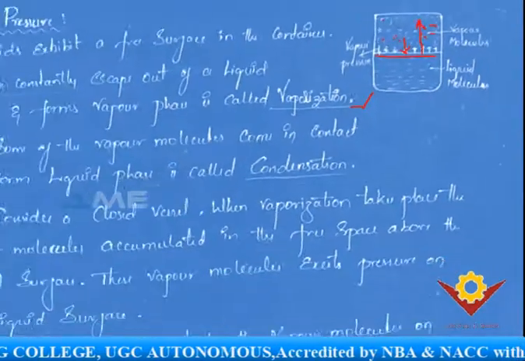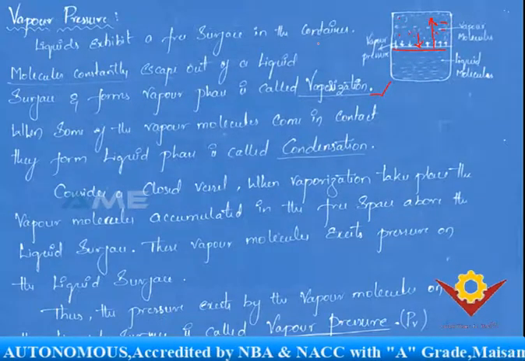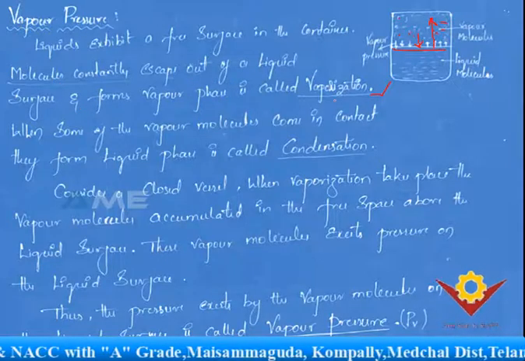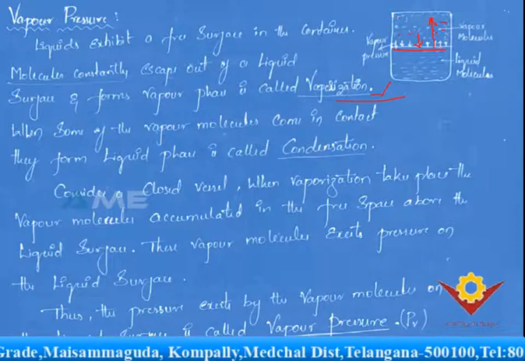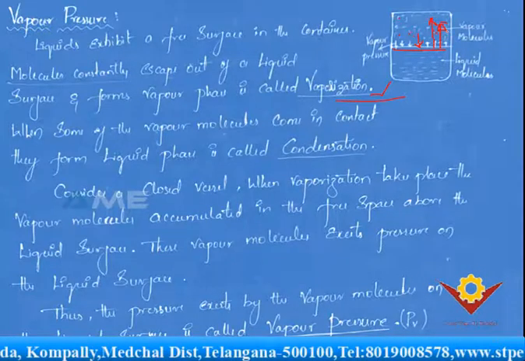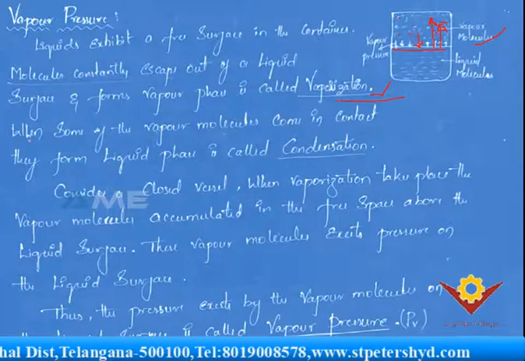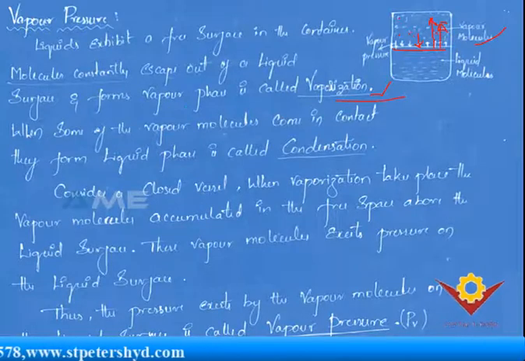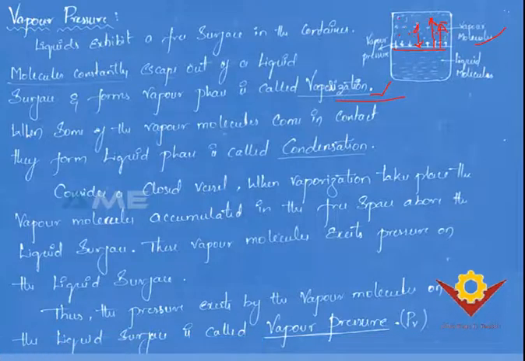Once we see here, the liquid exhibits a free surface in the container. The molecules constantly escape out of the liquid surface and form a vapor phase, which is called vaporization. The liquid molecules escape out and form vapor molecules in vaporization. But when some of the vapor molecules come in contact with the surface, they form the liquid phase, which is called condensation. These vapors come onto the surface, and by that contact they get converted again into liquid molecules.